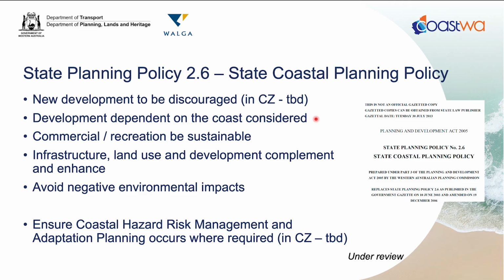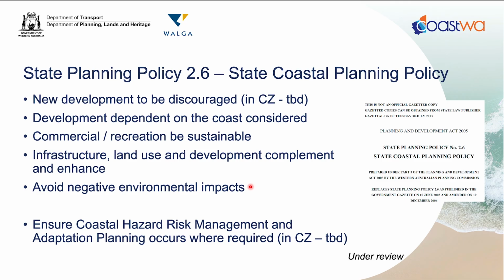It establishes that commercial and recreation uses must be sustainable in the coastal zone and that infrastructure, land use and development should complement and enhance the coastal zone. Essentially, what SPP 2.6 is saying is if you're going to do something in the coastal zone, make it the right thing. And that last dot point there, to avoid negative environmental impacts, is also quite important. And again, you see that crossover, that interdependency with other environmental legislation there.